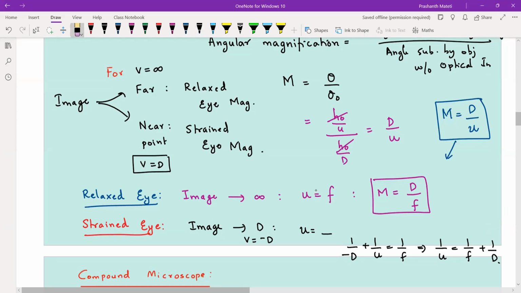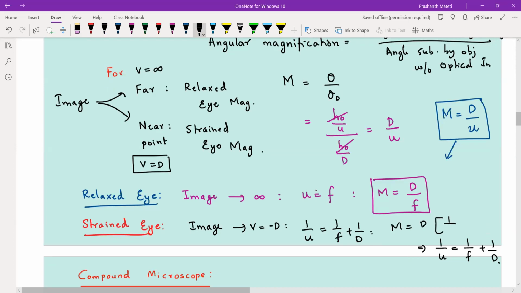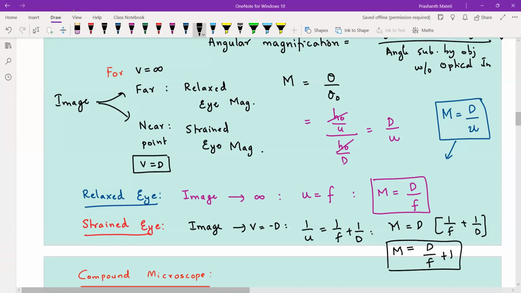So what is the magnification going to be coming out here? The strained eye magnification. I'll erase this part. When the image is formed at v equal to minus d, 1 by u is equal to 1 by f plus 1 by d. So magnification is equal to d by u, that is d times 1 by f plus 1 by d. So when you multiply these things, M is equal to d by f plus 1. That's it. These are the two formulas we are having.